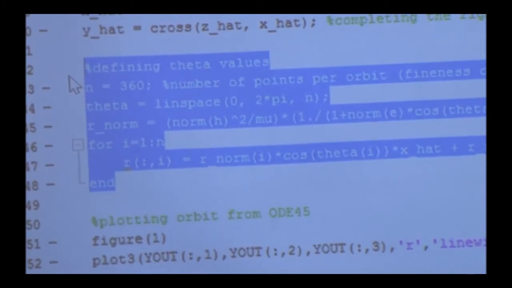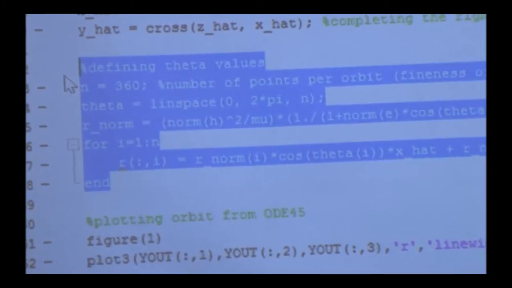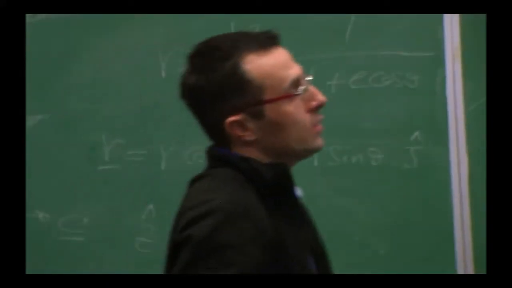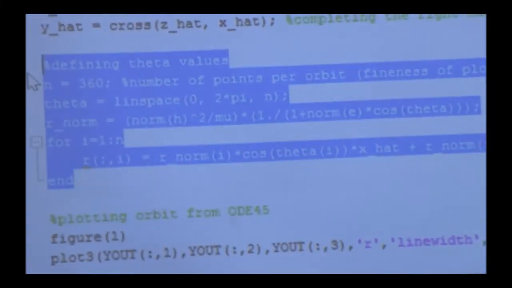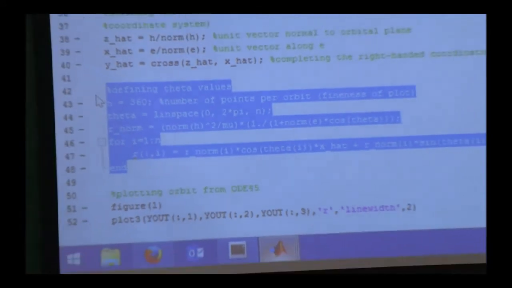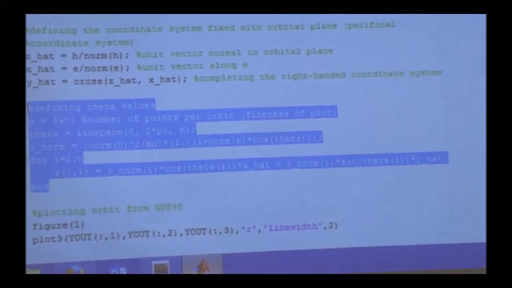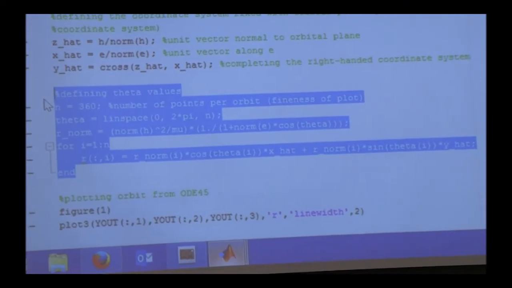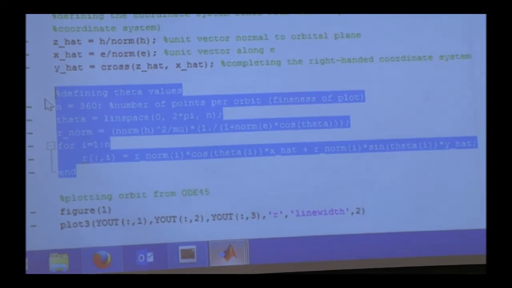And then I have a for loop that calculates this vector r for 360 values. So it goes around one orbit, and it gives me positions. Now, what I hope is clear is that the points you get in 3D, x, y, and z, so the r vectors that you get from ODE45, are different in general from the r vectors that I'm getting from the theta approach right now, because I have no idea.